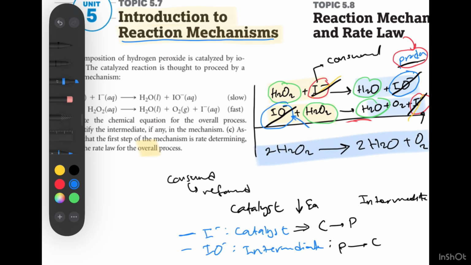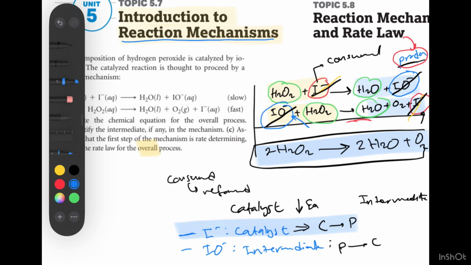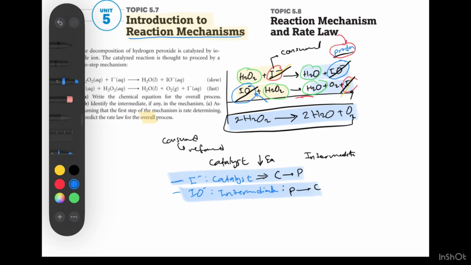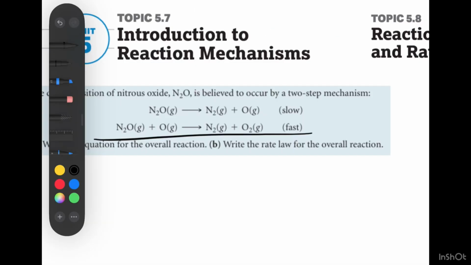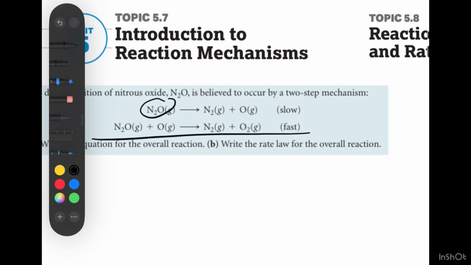At the end of this lesson, you should understand how to write the overall equation, and how to determine the catalyst and the intermediate among your species. Let's take another example of how to write the overall equation. We can see that we have two molecules of N2O. We can put it like N2O, but we have two of them right here. And we can notice the presence of O here and O here. So it's produced and then it's consumed, and that's why it is an intermediate.